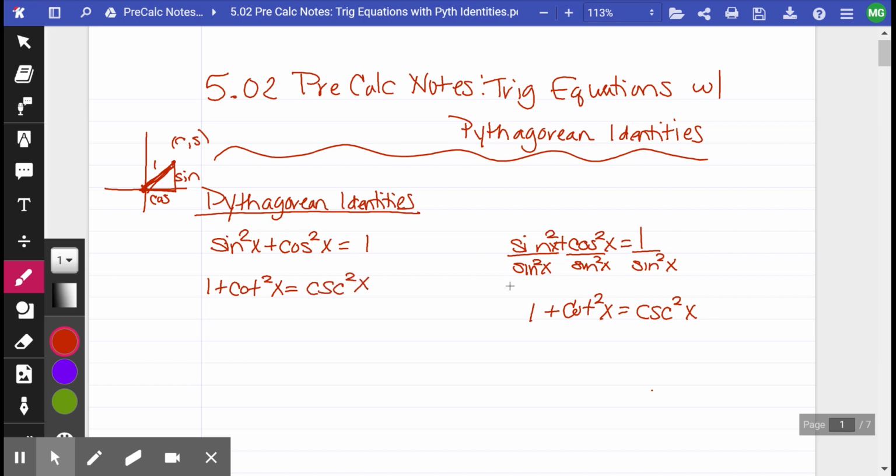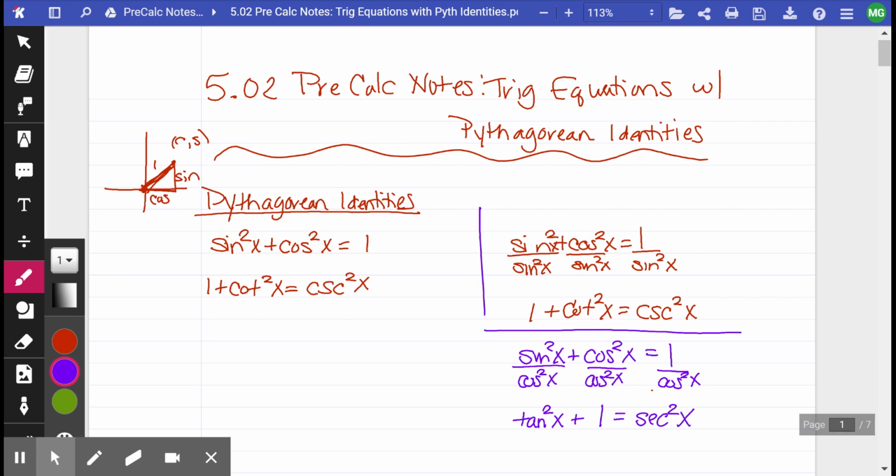And then the other Pythagorean identity is, again, I'm going to start with cosine squared plus sine squared equals 1. And this time, instead of dividing everything by sine squared, I'm going to divide everything by cosine squared. So sine over cosine is tangent. So sine squared over cosine squared is tangent squared. Cosine squared over cosine squared is 1. And 1 over cosine is secant. So 1 over cosine squared is secant squared.